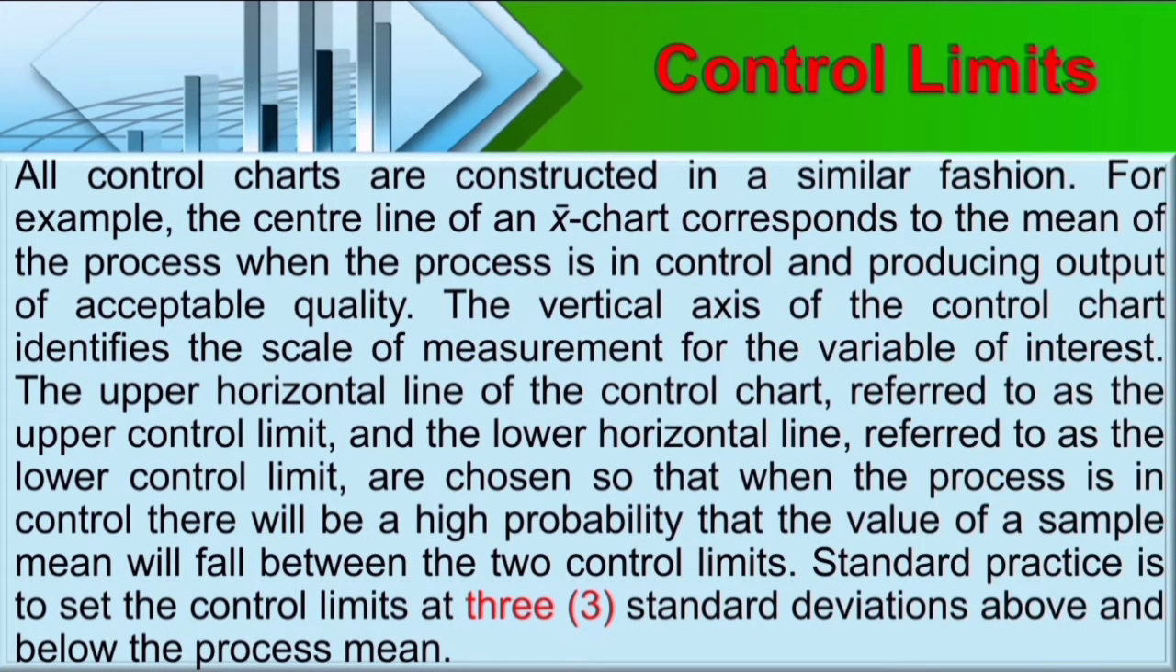Control limits. All control charts are constructed in a similar fashion. For example, the center line of an X-bar chart corresponds to the mean of the process when the process is in control and producing output of acceptable quality. The vertical axis of the control chart identifies the scale of measurement for the variable of interest. The upper horizontal line of the control chart, referred to as the upper control limit, and the lower horizontal line, referred to as the lower control limit, are chosen so that when the process is in control, there will be a high probability that the value of a sample mean will fall between the two control limits. Standard practice is to set the control limits at 3 standard deviations above and below the process mean.